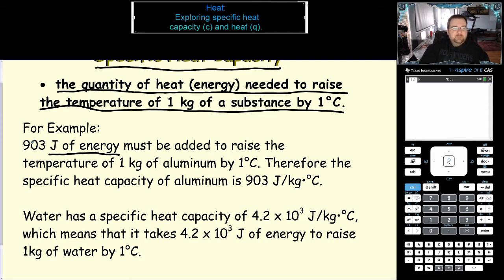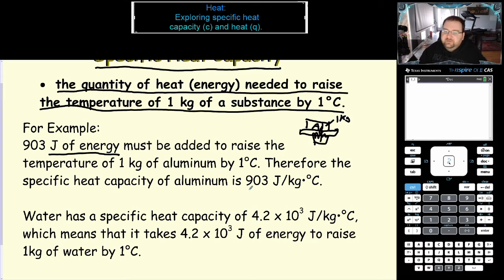So for example, 903 joules of energy have to be added to raise the temperature of 1 kilogram of aluminum by 1 degree Celsius. So if I had 1 kg of aluminum on a hot plate, and this is, again, on a hot plate, right? So there's heat being added to the aluminum. How much energy would I have to put into the aluminum to raise it by 1 degree Celsius? Exactly 903 joules worth of it.